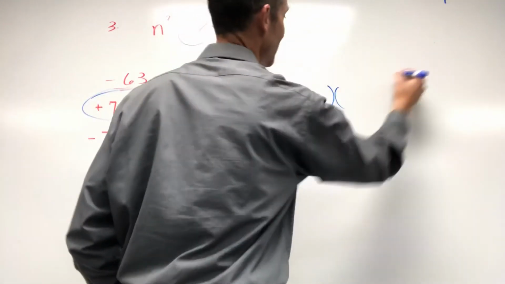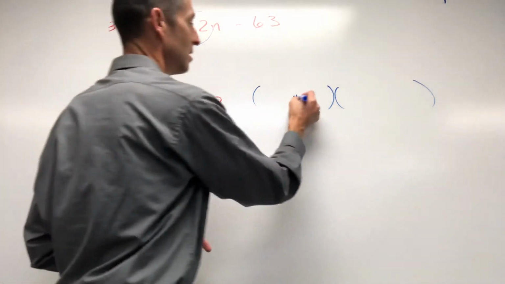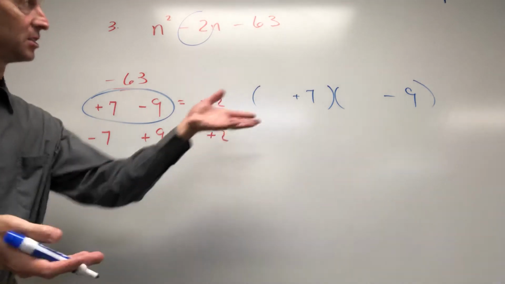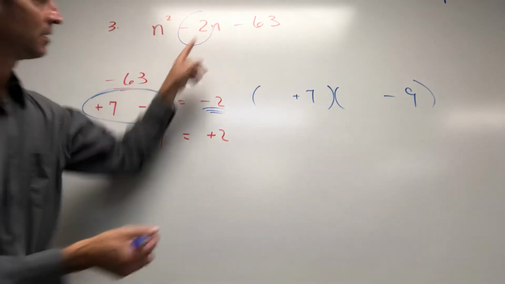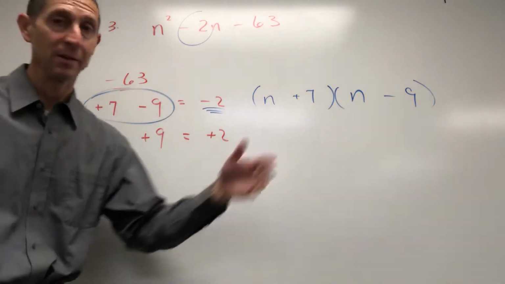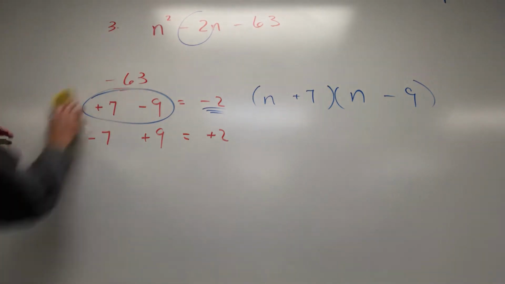Drop them into our two finishing groups. Plus 7, minus 9. Plus 7, minus 9. They make up the last position in each set. My n makes up the first spot in each set of parentheses. Factoring trinomials. We're getting the hang of it.